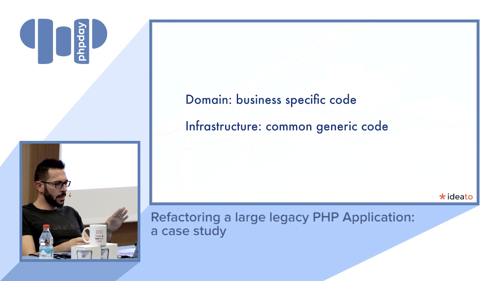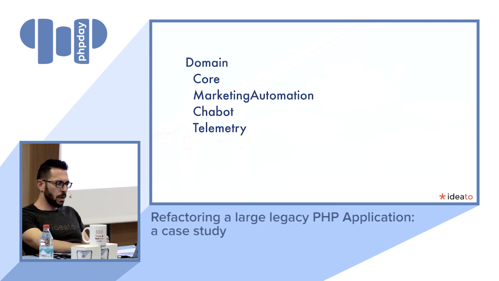And then we have infrastructure that contains common generic code, which is meant to be reused all over the code base. For instance, a mailer is something that you could put inside the infrastructure directory. And as we started reorganizing this part of the code, some contexts emerged.